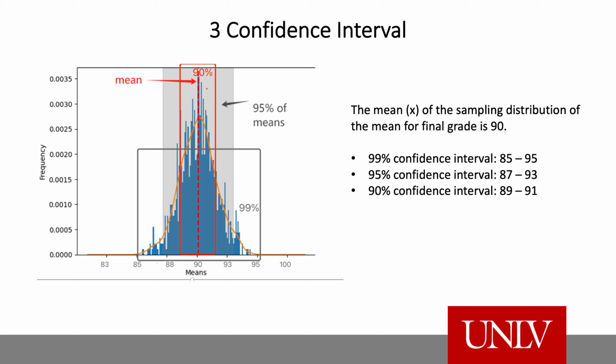Here's another example. Imagine an instructor analyzing final exam scores for a course. A 99% confidence interval might say that the true average score lies between 85 and 95. A 95% confidence interval might narrow that range to between 87 and 93. A 90% confidence interval might narrow it even more, say between 89 and 91. As the confidence level decreases, the interval becomes narrower. As the confidence level increases, the interval becomes wider. This shows the trade-off between confidence and precision.